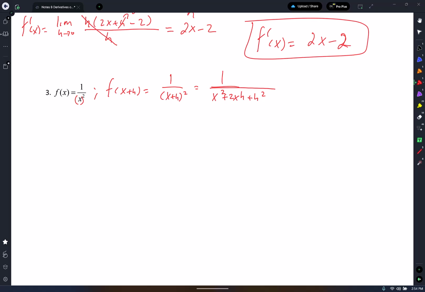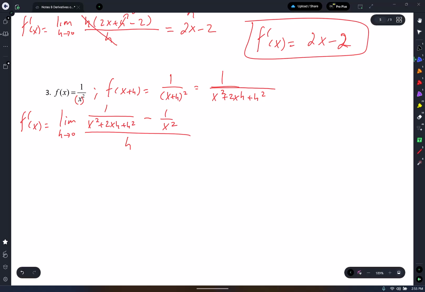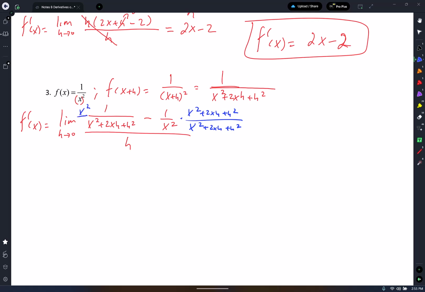Here we go. F prime of x equals limit as h approaches 0. F of x plus h, which is this guy right here, minus f of x, which is just 1 over x squared, all over h. We're still okay? I need to get a common denominator. So I'm going to multiply this guy here by x squared plus 2xh plus h squared over x squared plus 2xh plus h squared. I'm going to multiply the one on the left by x squared over x squared.